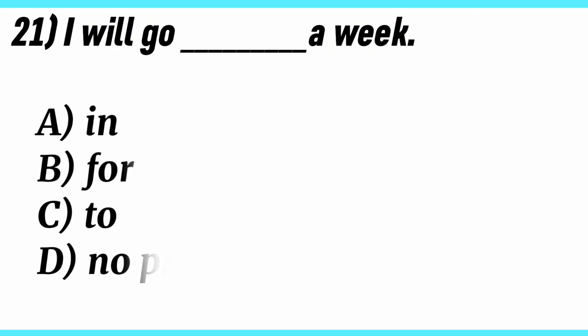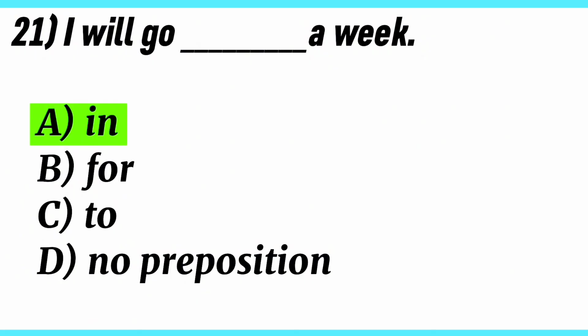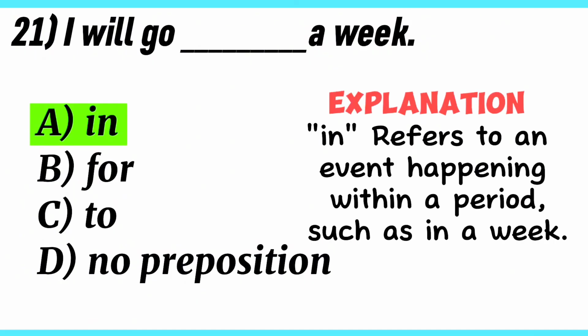I will go dash a week. The correct answer is option A, in. Explanation: in refers to an event happening within a period, such as in a week.